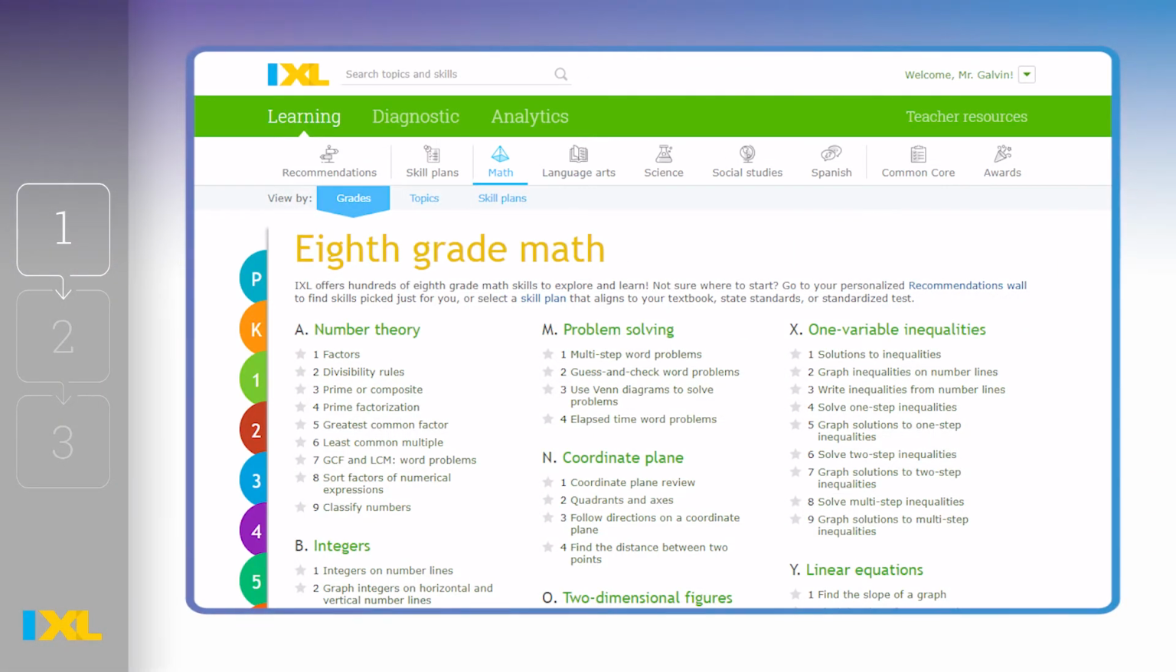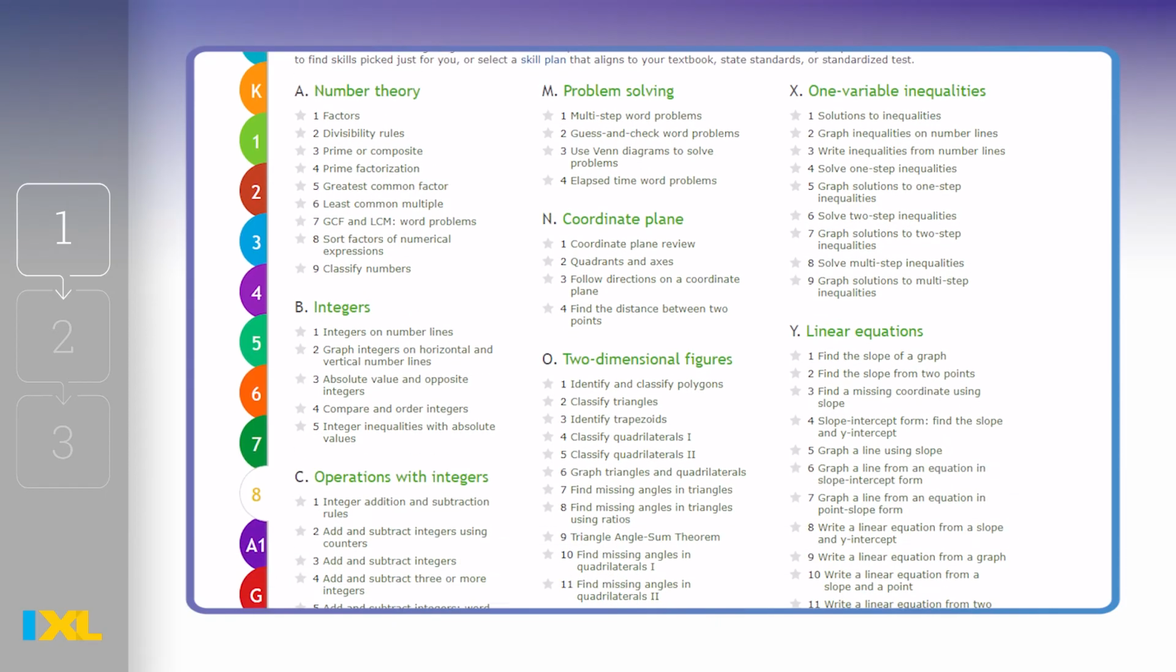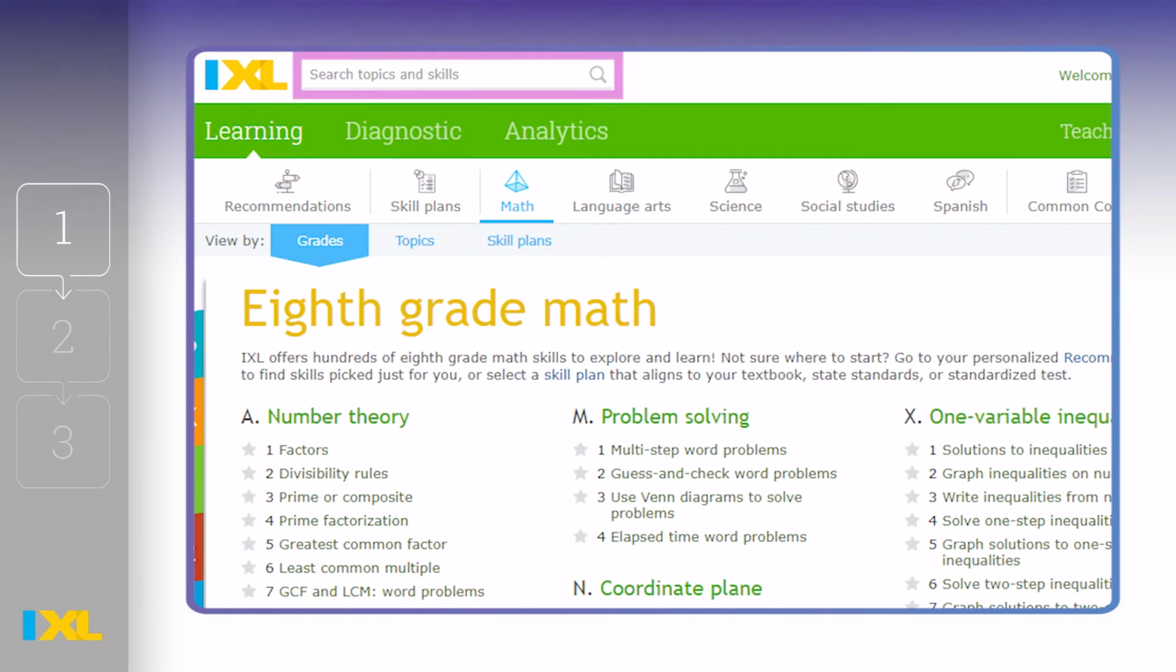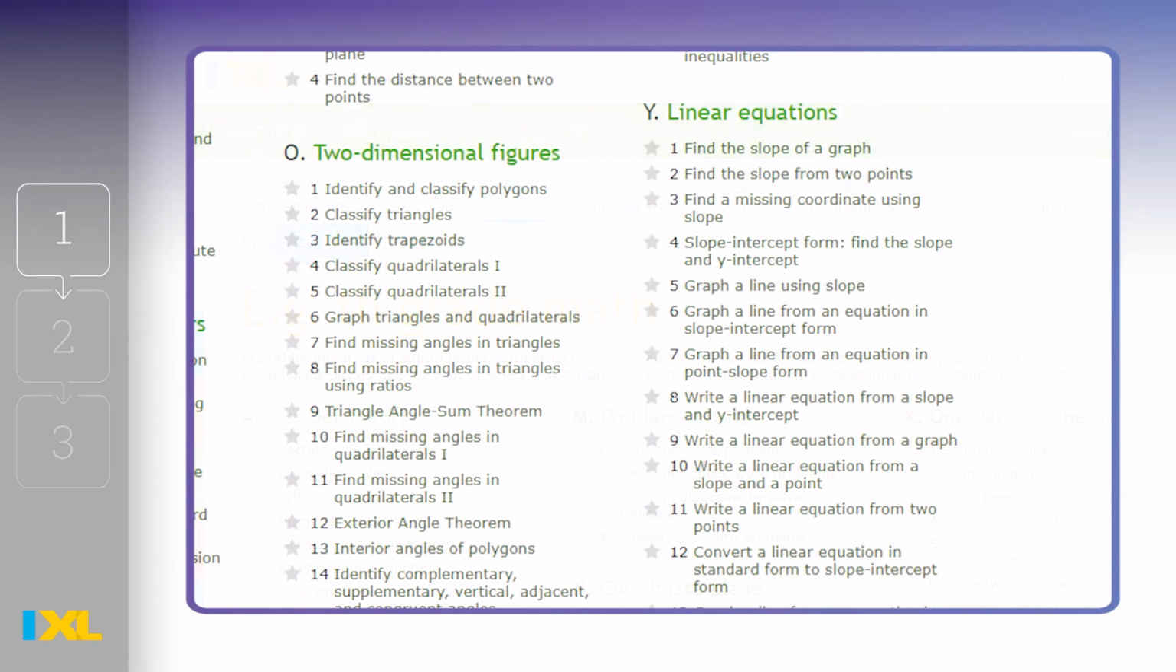Let's say you're working with your 8th grade class on graphing a line from an equation. First, find a skill that matches this objective. You can do this by scanning the page for your grade level, by using the search bar, or by using a skill plan. For this lesson, you might look at the category Linear Equations and choose the 8th grade skill, Graph a line from an equation in slope-intercept form.